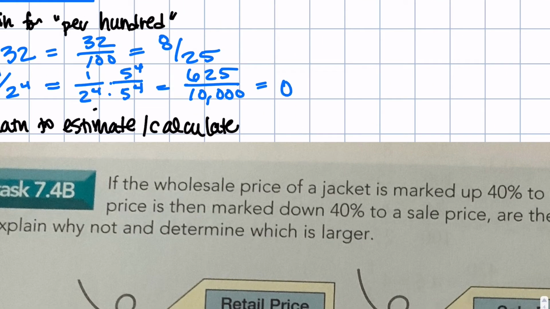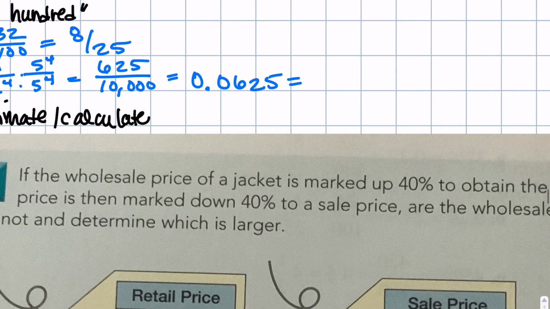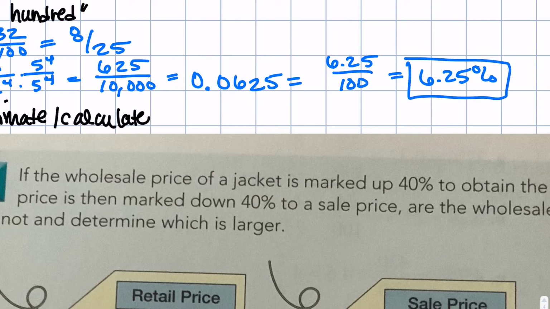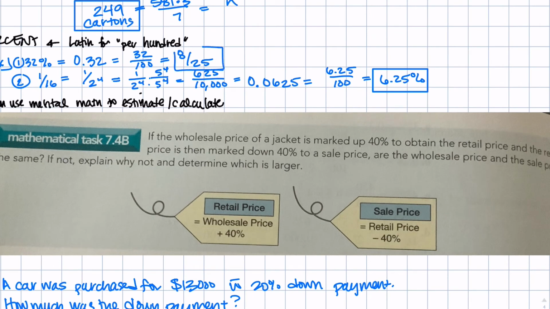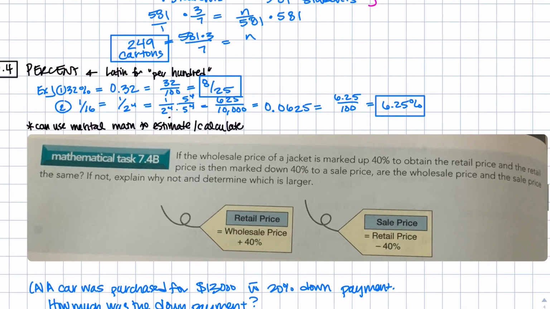And writing this as a decimal, this is 0.0625. If I write this in terms of hundreds, it's 6.25 over 100, or 6.25%. So these are just different ways I can represent this fraction or decimal. And the most helpful way to do that is by trying to write it as a decimal first.